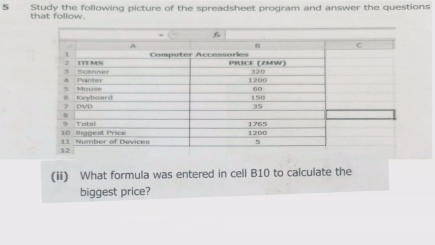We come to question 5B2. Remember that one was 5B1. Now 5B2 is: what formula was entered in cell B10 to calculate the biggest price? The formula that was entered is max open bracket B3 colon B7 close bracket. That is the formula that was entered.